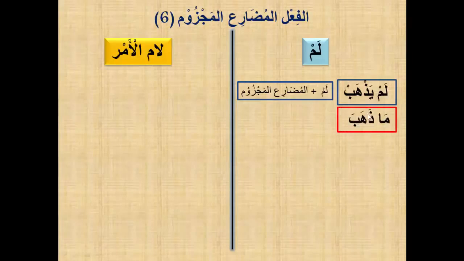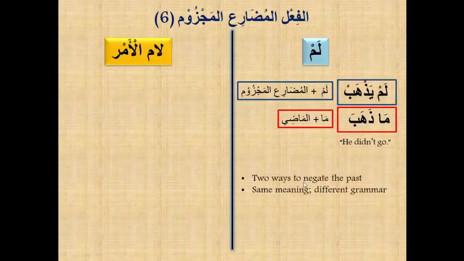We can also say ما ذهب, ما ذهب. This construction consists of ma plus al-madi, the past tense. The meaning for both phrases is the same. He didn't go. So lam yadhhab and ma dhahaba are semantically equivalent. We're saying the same thing, but we're using a different grammar construction. Two ways to negate the past, same meaning, just different grammar: لم يذهب and ما ذهب. So you'll see both in the Quran. You'll see لم plus فعل مضارع مجزوم or ما plus فعل ماضي.